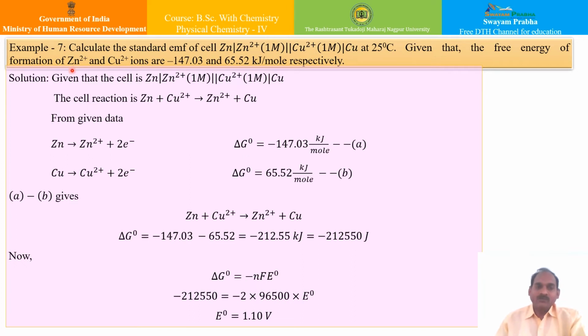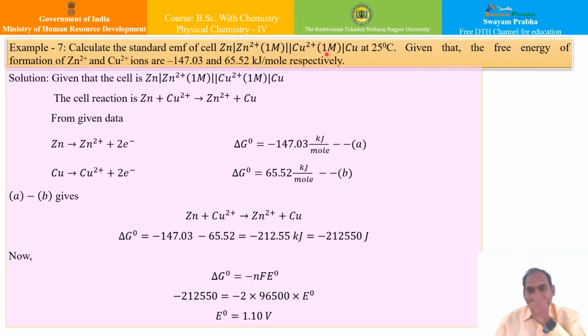For example, look at this example 7. In this example, we have to calculate the standard EMF of the cell. What is the cell? This is just like a Daniel cell. Zinc is in contact with the zinc ion of 1 molar, and copper electrode is in contact with the copper ion, which is also 1 molar, and therefore standard conditions are maintained. Both of these electrolyte solutions and their electrodes are in contact with each other internally by a salt bridge.